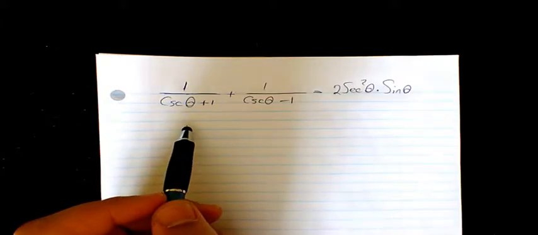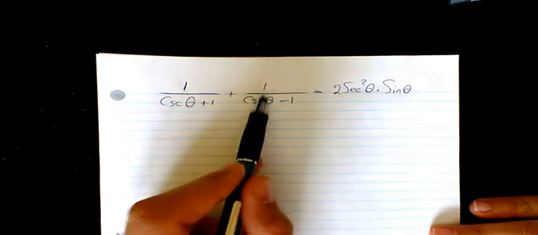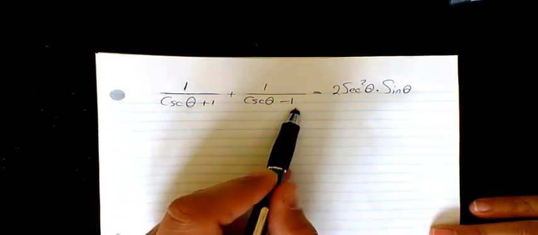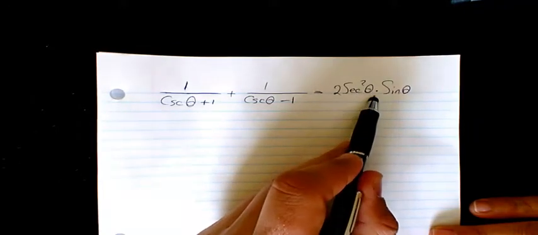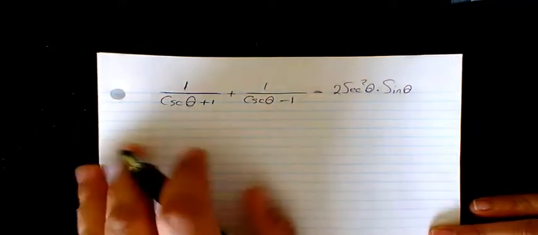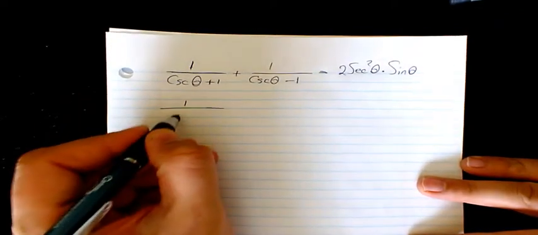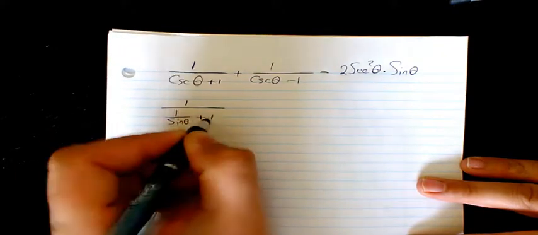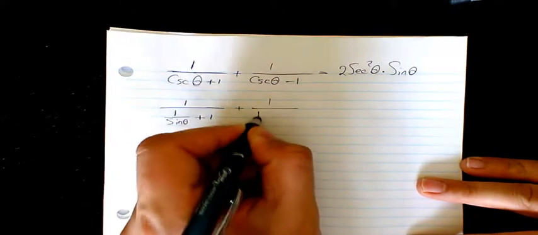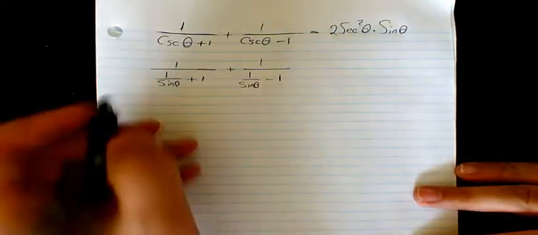In this video I have 1 over cosecant theta plus 1 over cosecant theta minus 1 equals 2 times secant squared theta times sine theta. So I start from the left hand side. Cosecant is the inverse of sine, so I write it like that. I just convert cosecant to sine.